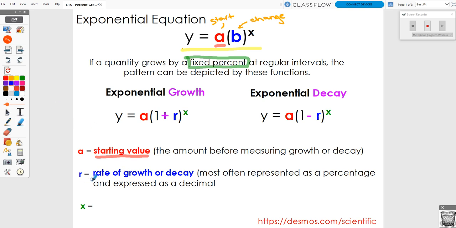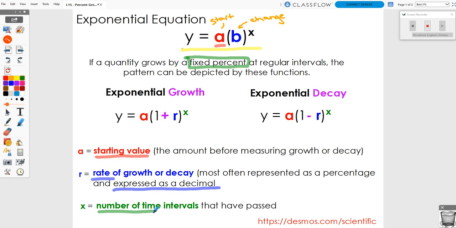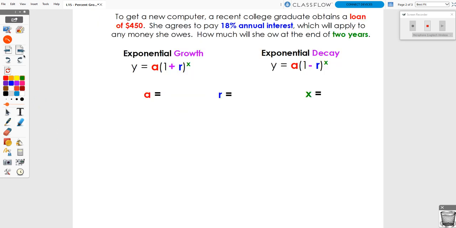Now the thing that's tricky is the rate will be given to us as a percent, but when we do these problems, we have to turn it into a decimal. And then finally, we need our X, our variable X, which is going to represent the number of times that something happens. Okay? And once you know whether you have exponential growth or decay, and you pick your equation, all we have to do is plug in these values and go from there.